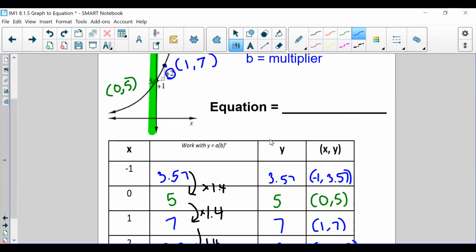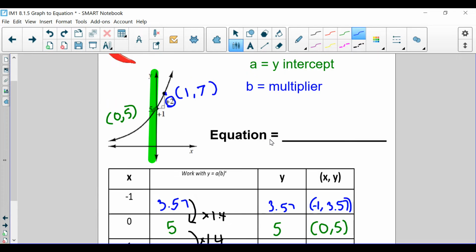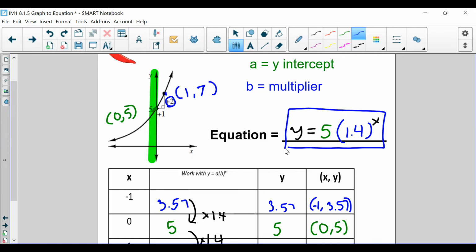We're going to write our equation now. What is our equation? Well, our equation says we have our y value, our output, is going to be equal to, what's our y-intercept? Our y-intercept is 5. Then we write down our b value being 1.4 or 1 4/10, and that's going to be raised to the x power. This is how we do exponential equations from a graph to an equation.